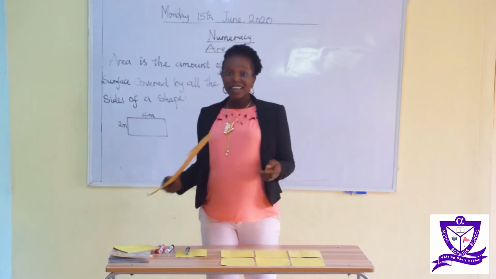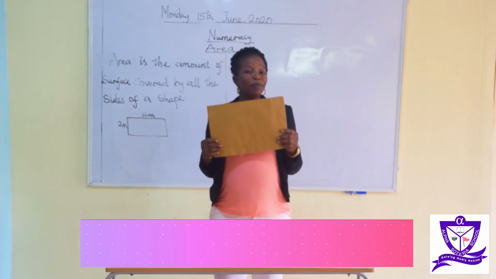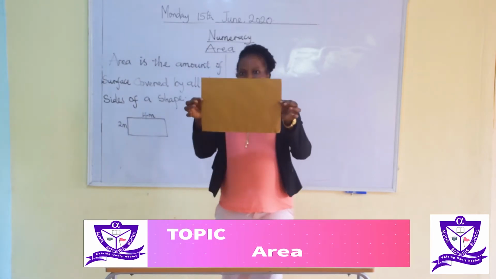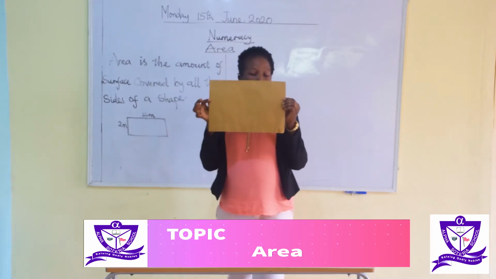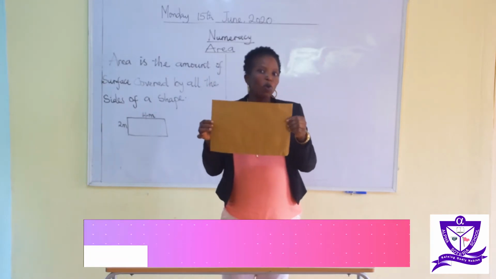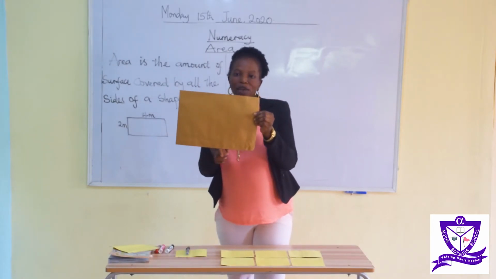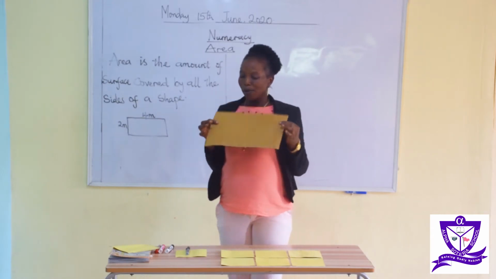In our last class, we talked about perimeter. We say perimeter is the total distance around the shape. What shape is this? This is a rectangle. So for us to get the perimeter of this particular shape, we add the lengths of all the sides of this shape together, and we get our perimeter.